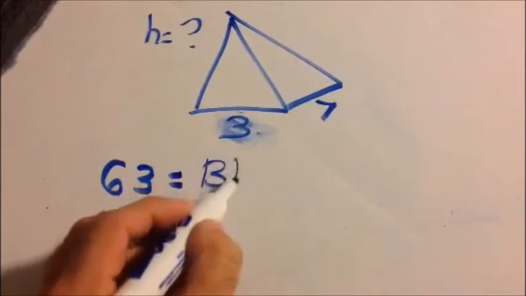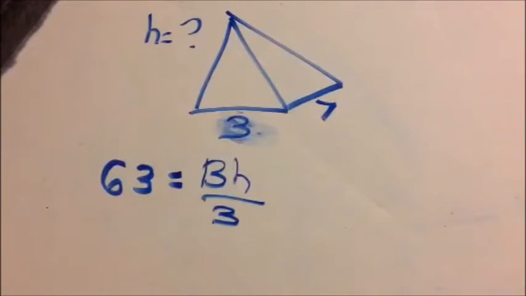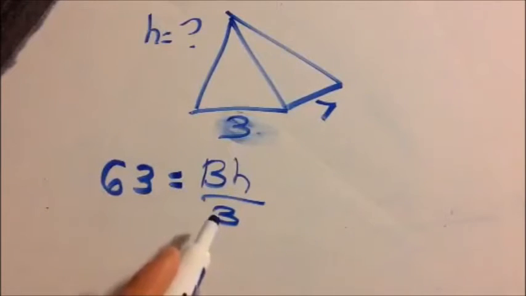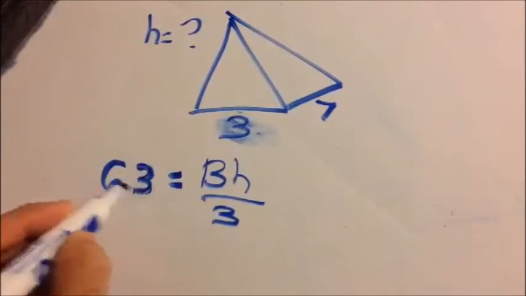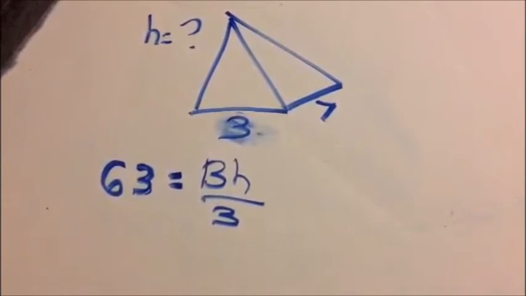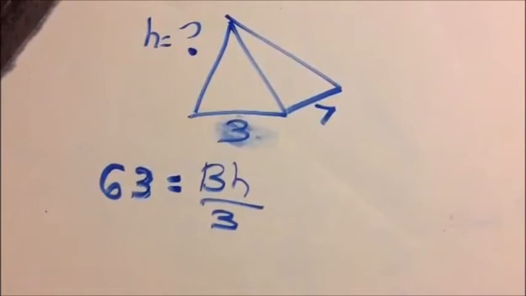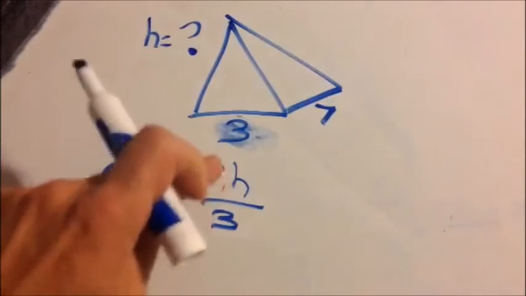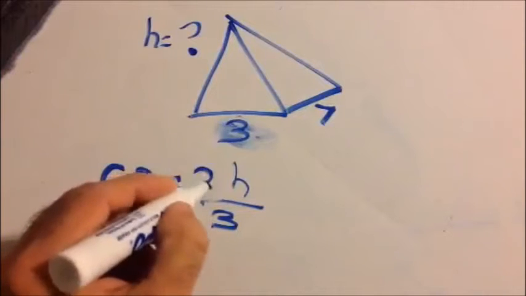So base times height divided by 3. That's the formula. V equals base times height divided by 3. V for volume. We have the volume of 63. We're just missing the height. How do you think you can solve something like this? Well, we do know the base. Remember, 7 times 3 is 21. So we can just get rid of the B, and now it's 21H.